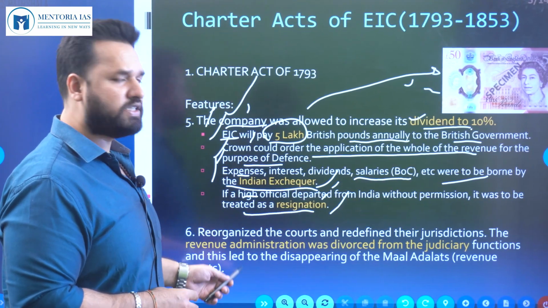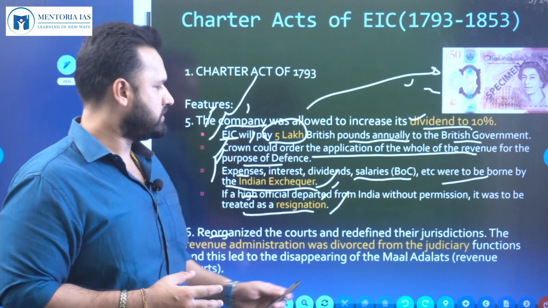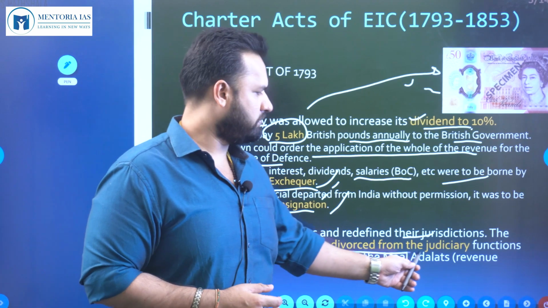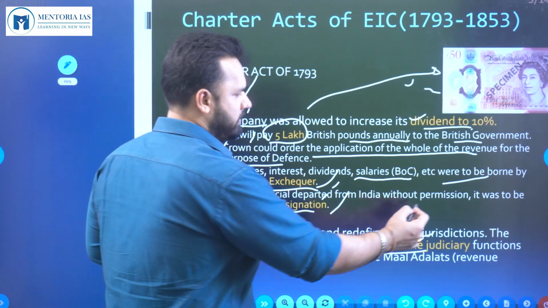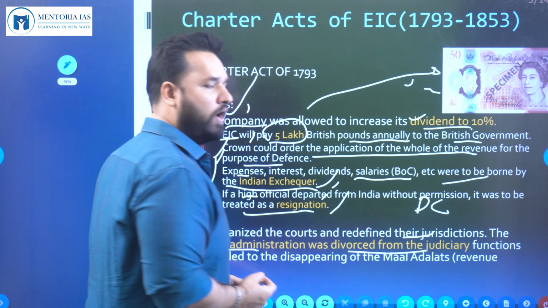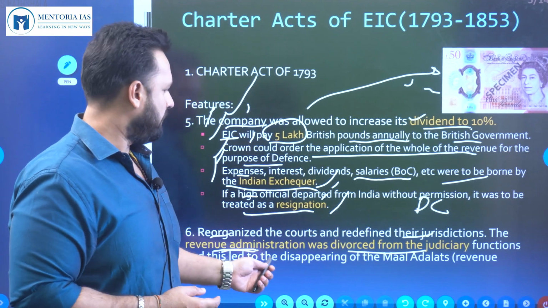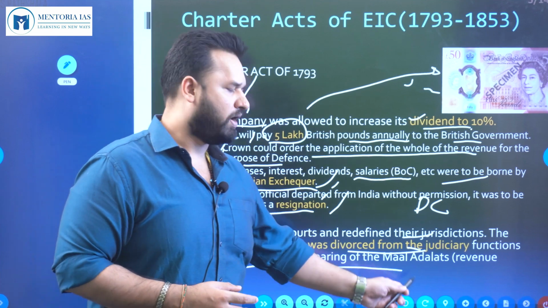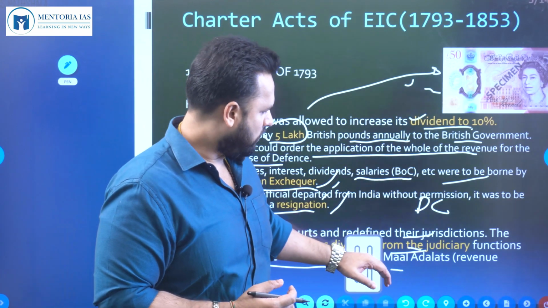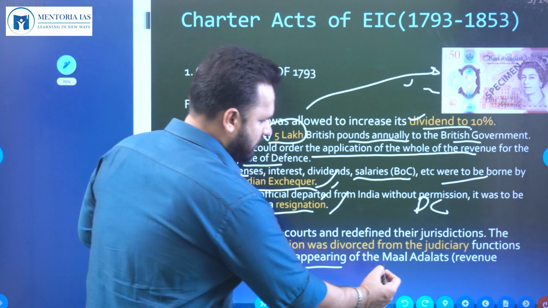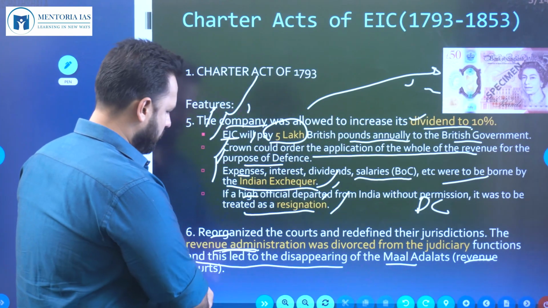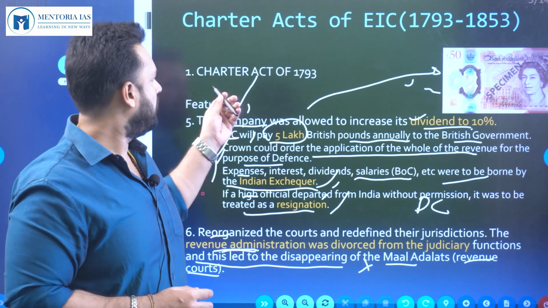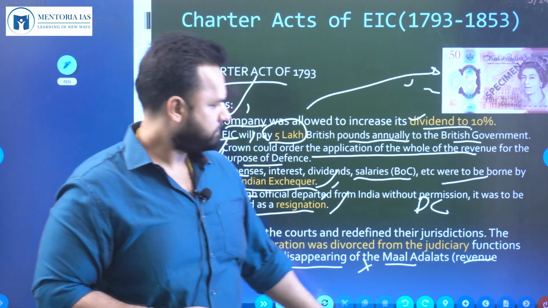The sixth one was that it reorganized the courts and defined the jurisdiction. What did it do? The revenue administration was divorced from the judiciary. The collector, earlier the DC, who had revenue administration plus judicial functions, had both separated. This led to the disappearance of mal courts or mal adalats. These mal adalats are revenue courts, and they disappeared with the Charter Act of 1793.